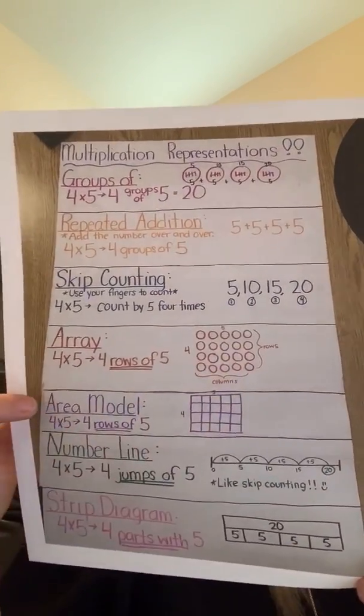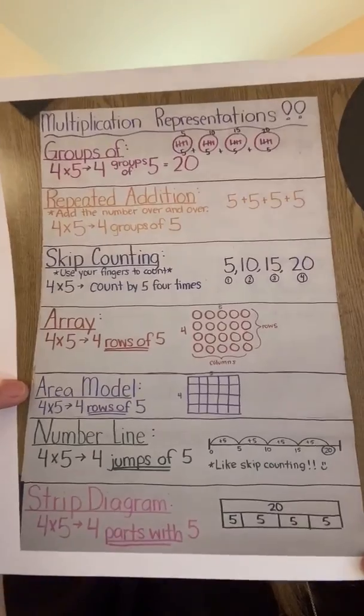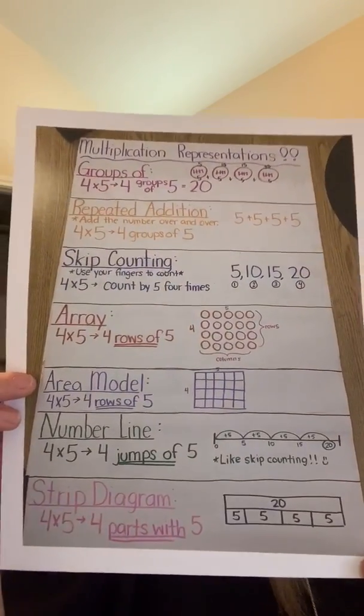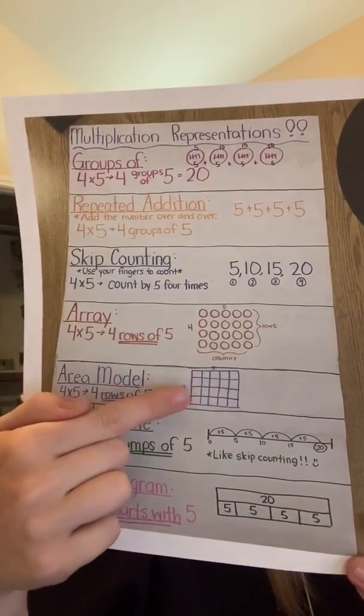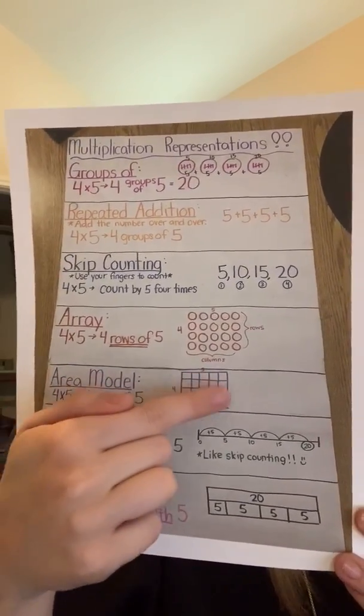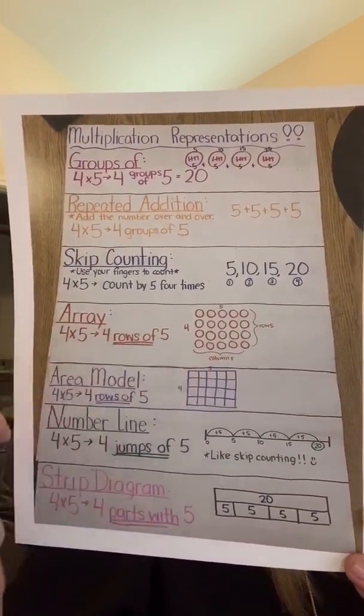Okay. Then we have the area model, which is just like a squished together array, right? 4 times 5 is 4 rows of 5. So we have our 4 rows with 5 in each row. When you count them all together, it equals 20.